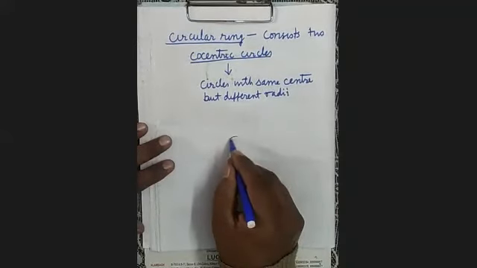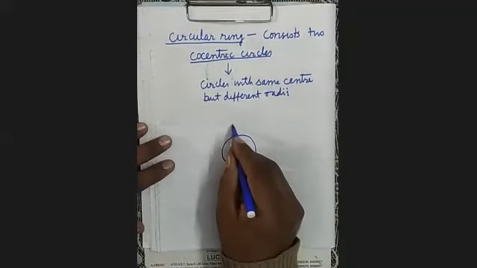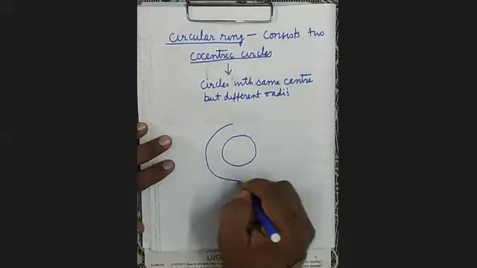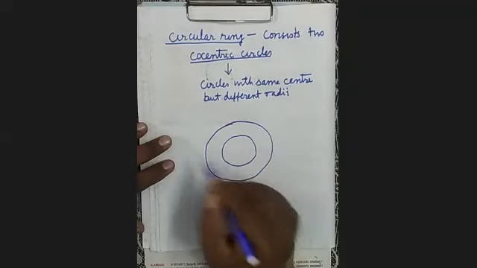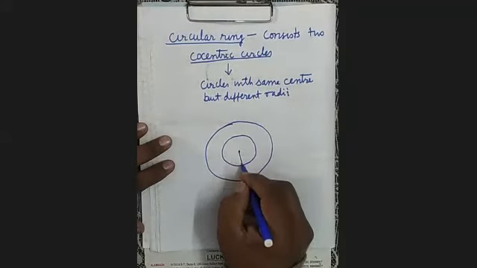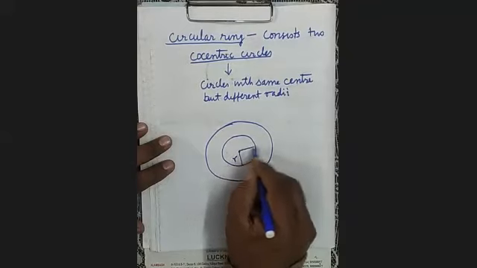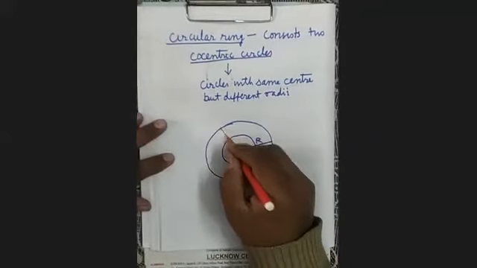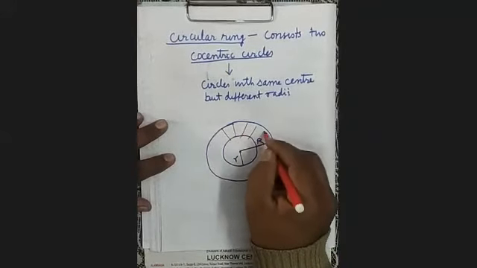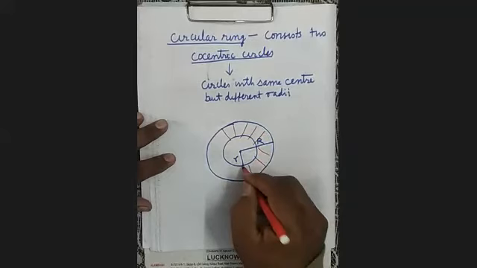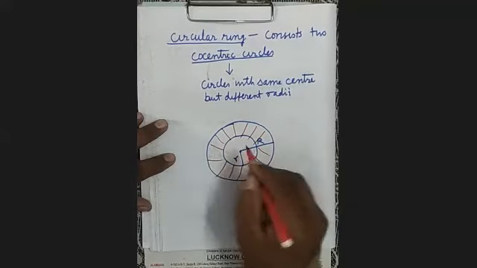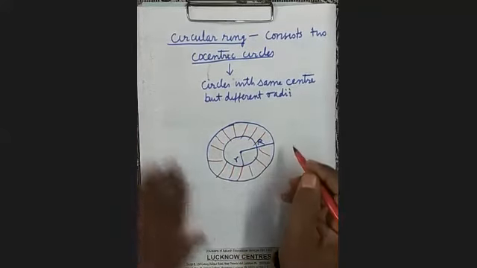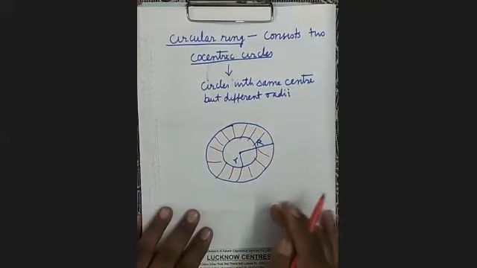Now you can see here, this is one circle and this is another circle. This is small r and this is capital R. So this shaded part, the circular ring, will be like this. Here there will be nothing. It is clear. This is the circular ring.